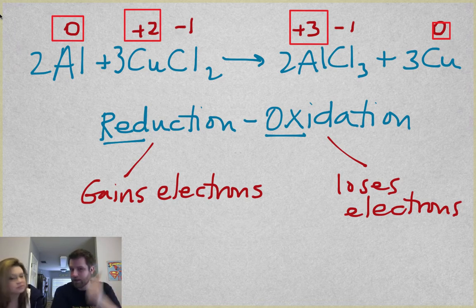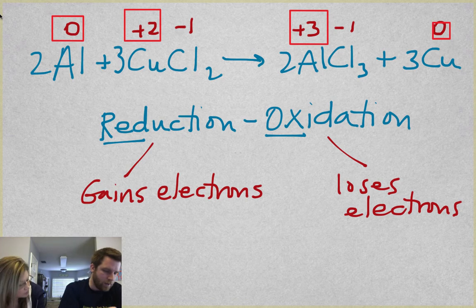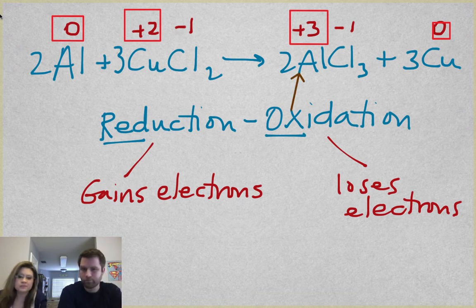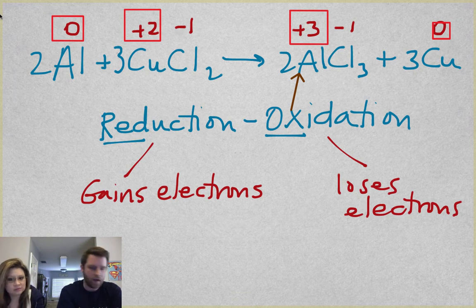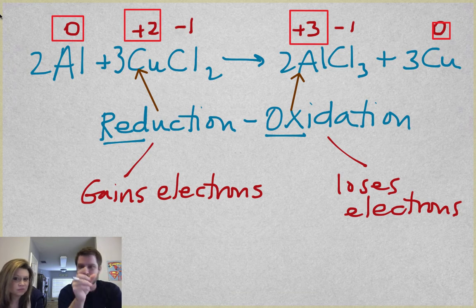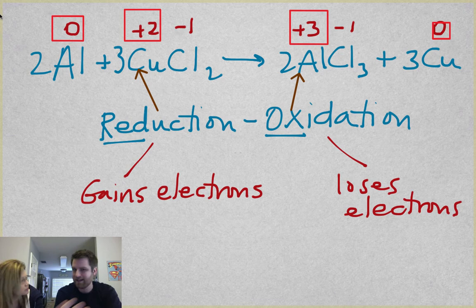Aluminum lost 3 electrons. So we know that the aluminum went through oxidation; it was oxidized. Now, the copper over here was reduced because it went from plus 2 to 0. Its oxidation number went down. It gained 2 electrons. So far, so good?